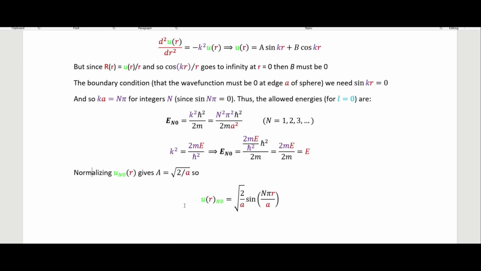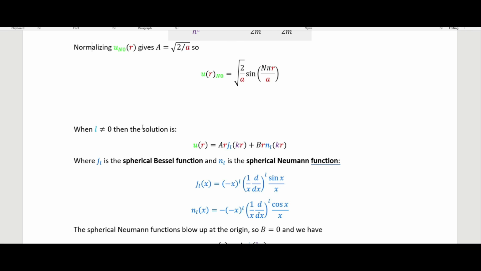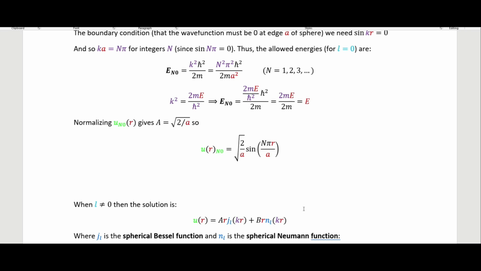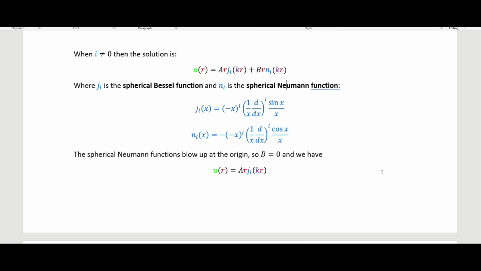But that's all pretty simple if we have L equal to 0. What happens if L is not equal to 0? Well, then we get a solution that looks like this. Instead of sine of kr, we have this spherical Bessel function and this spherical Neumann function of kr. The spherical Bessel and spherical Neumann functions are acting the same way as our sine and cosine in this instance. Just like with the sine and cosine, the spherical Neumann function blows up, so we need b equal to 0. And so we are going to look at just the spherical Bessel function.